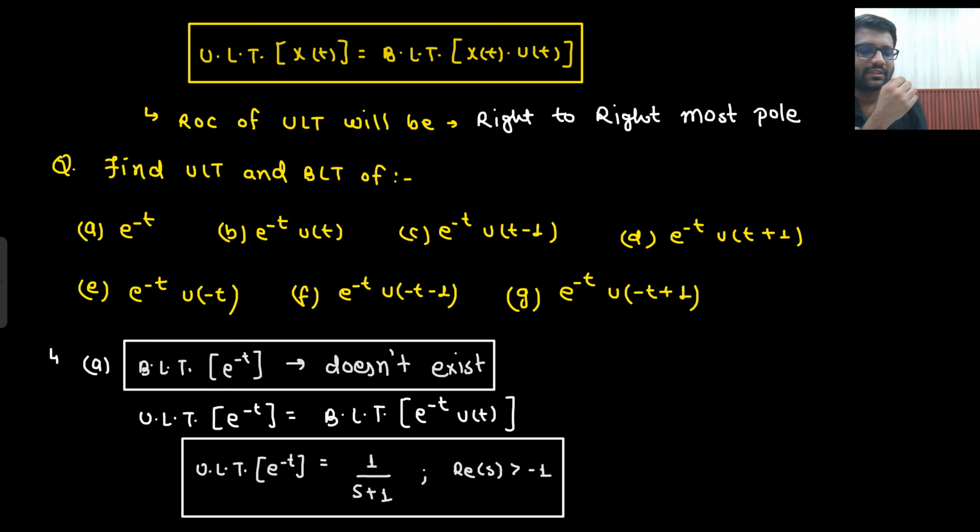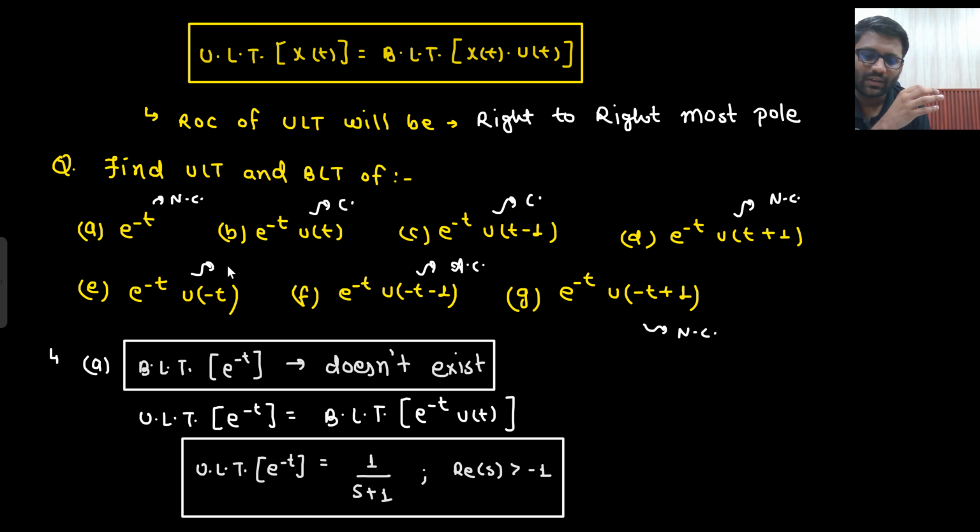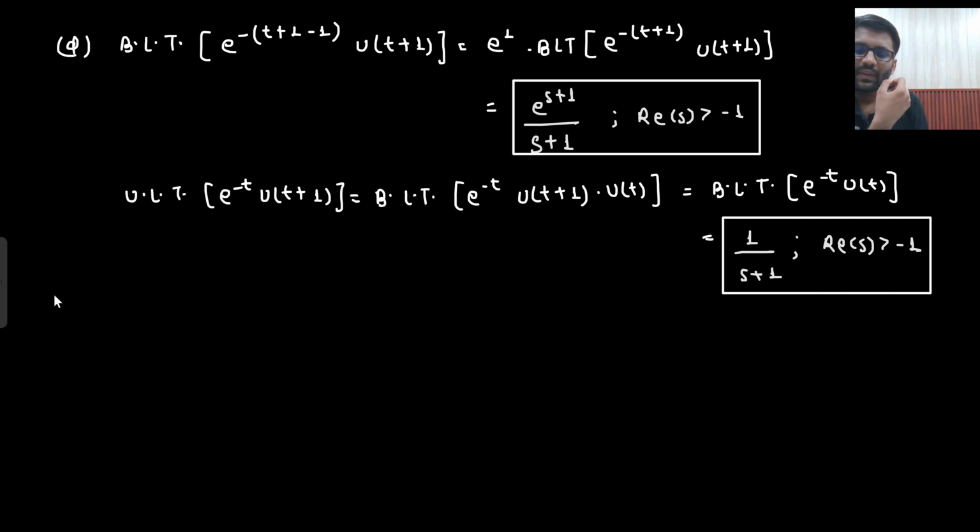We have seen the examples, right? This was a non-causal signal, but this was a causal signal. This was a causal signal. This was a non-causal signal. This would also be a non-causal signal. This would be an anti-causal signal, and this would be an anti-causal signal, right? Now let's see what happens for an anti-causal signal. For an anti-causal signal, the unilateral Laplace transform will be equal to 0. Why is that so? You can think about it.